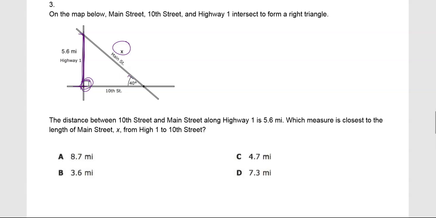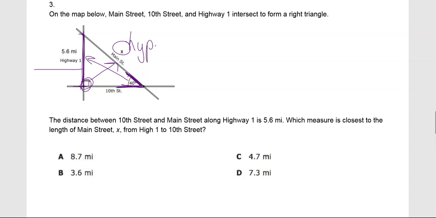So we have our angle, 40 degrees here. We need to label our hypotenuse. And we know that's our hypotenuse because it's opposite the right angle. Highway 1 is which side of the triangle? Which side of the triangle?